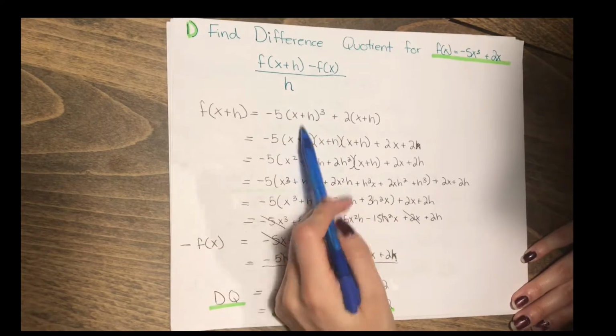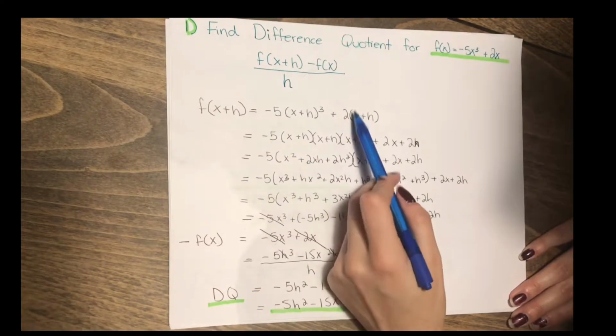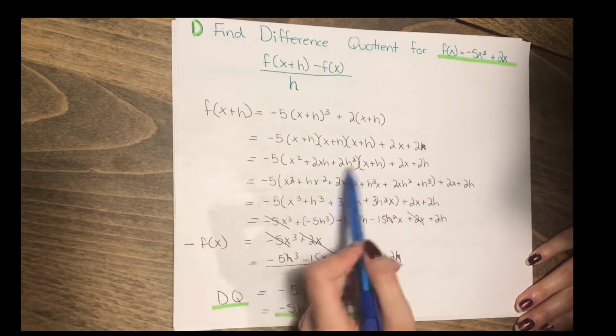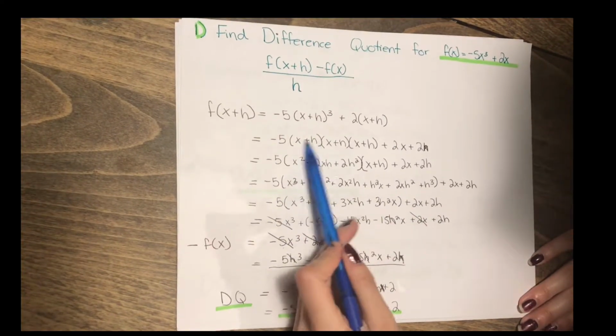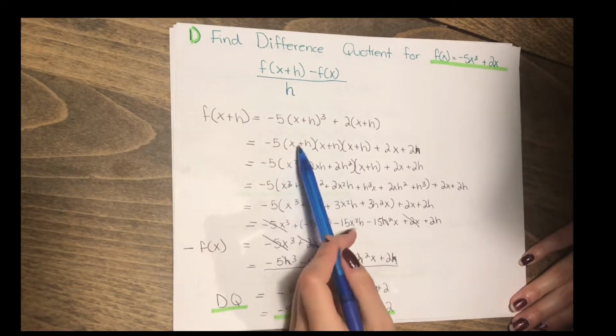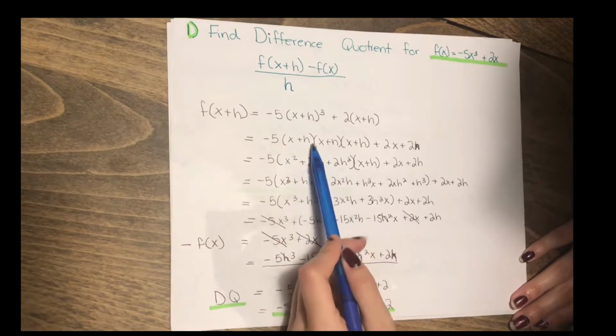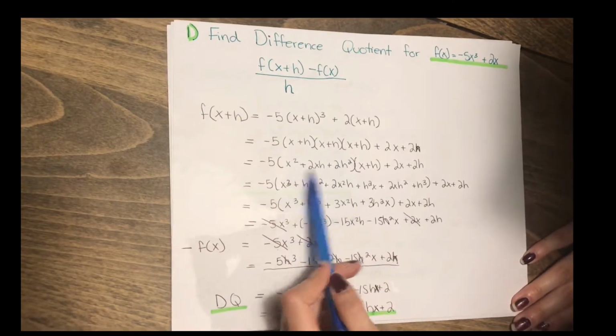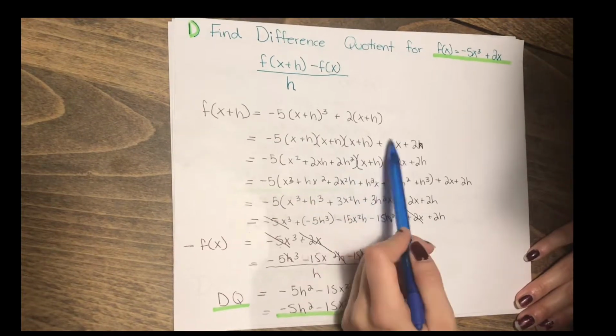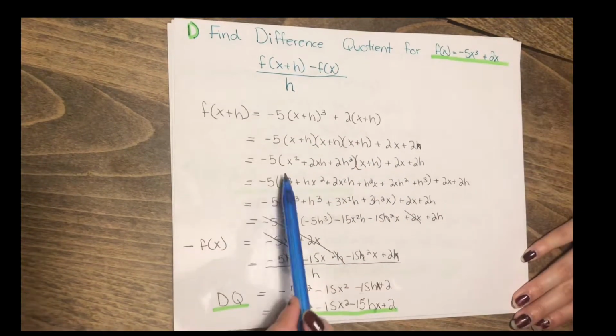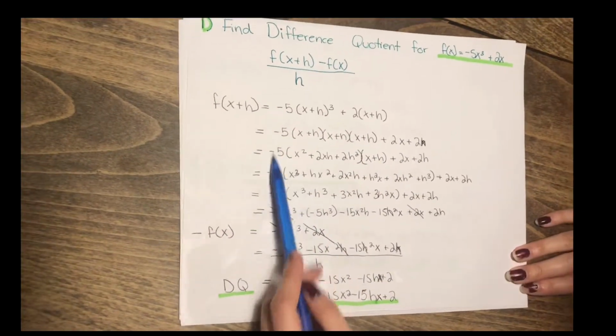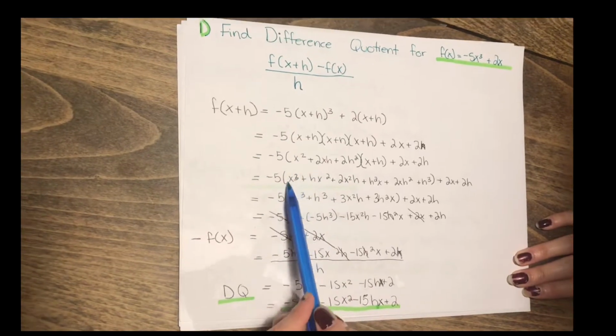It's going to be negative 5, and it's going to distribute to three (x plus h)'s, then distribute the 2, so 2x plus 2h. So we're going to multiply the first two (x plus h)'s. We're going to get x squared plus 2xh plus h squared. Bring down the x plus h, then plus, and bring down the 2x plus 2h.